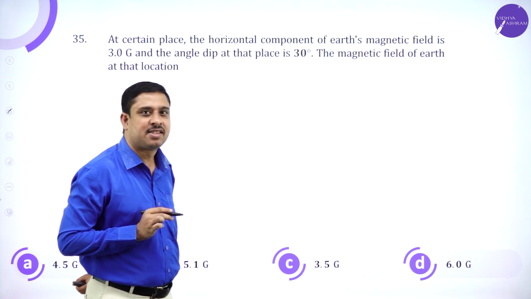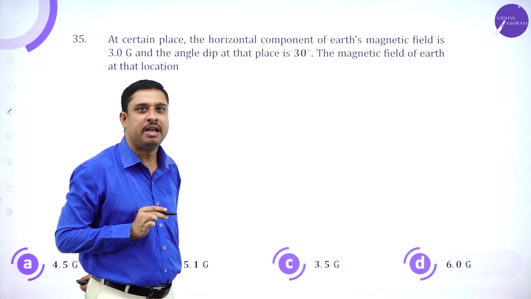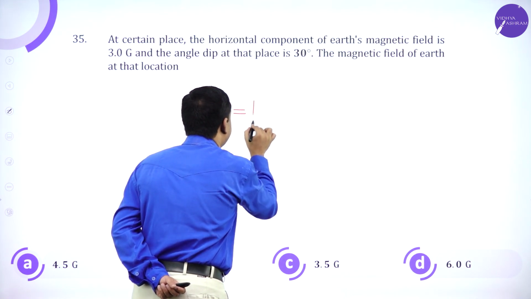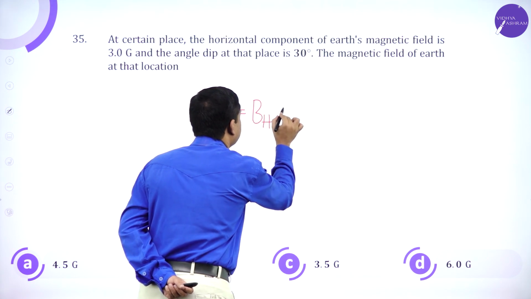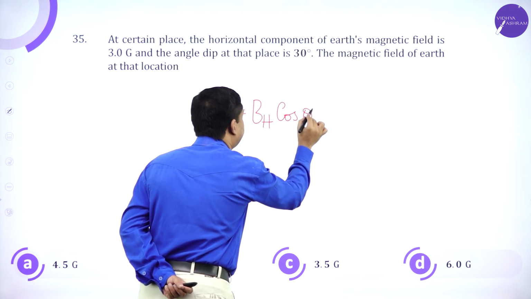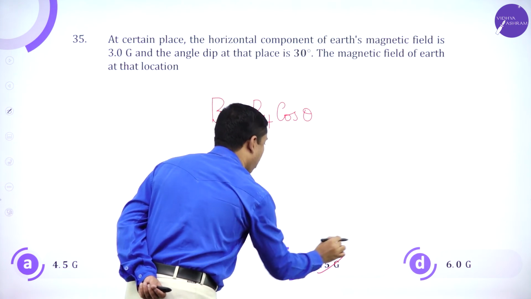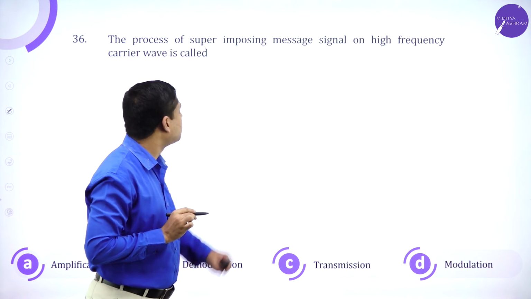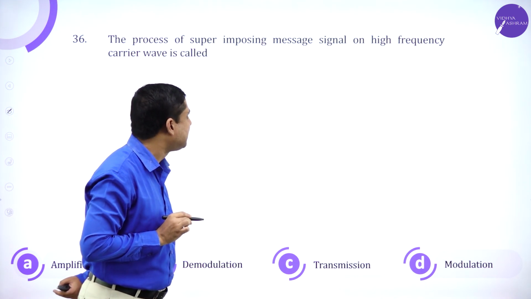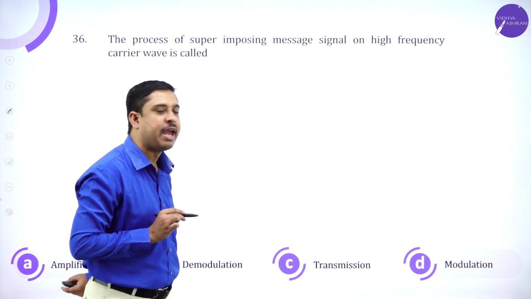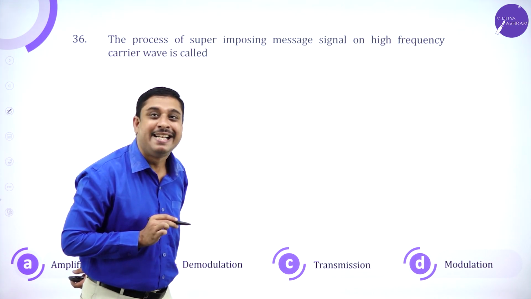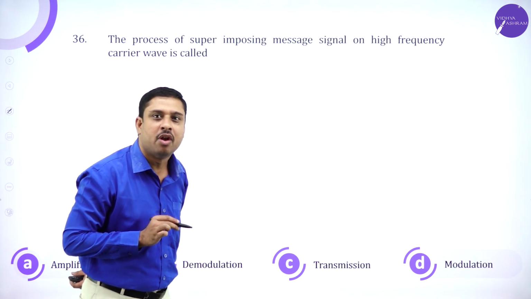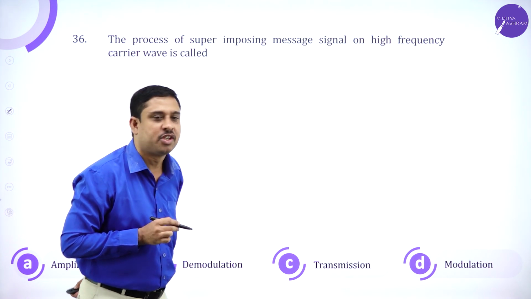At a certain place, the horizontal component of Earth's magnetic field: use the expression B equals BH cos theta. With 30 degrees, 3.5 Gauss will be the answer. The process of superimposing message signal on high carrier wave: this is actually from the deleted syllabus of your part. Communication system, since you are not thorough with that, we will not take this question into consideration.